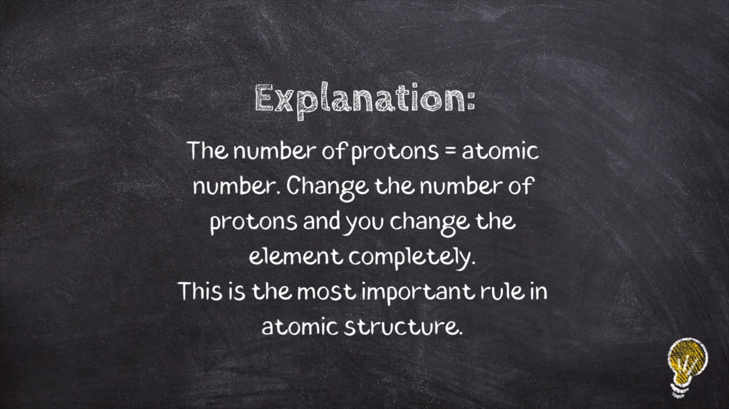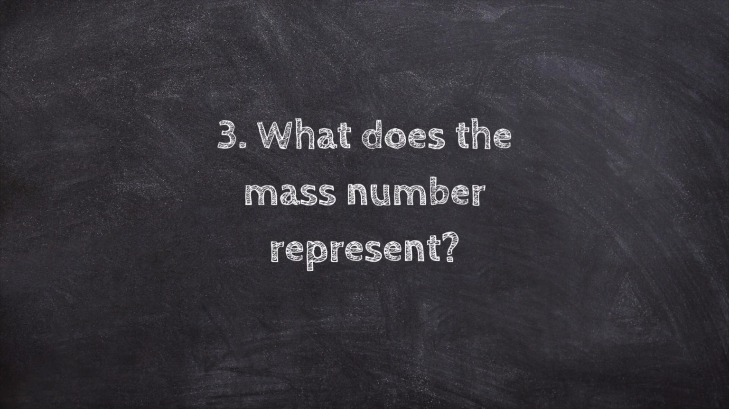If an atom has 6 protons, it is carbon. If it has 8 protons, it is oxygen. If you change the number of protons, even by 1, you create a completely different element. Neutrons can change, electrons can change, but if protons change, the element changes completely. This is the single most important rule in atomic structure. Memorize it. Question 3. What does the mass number represent?